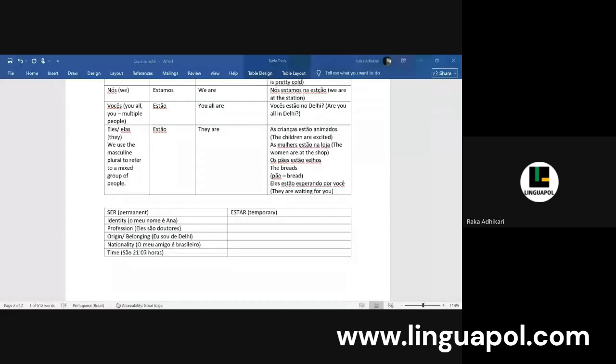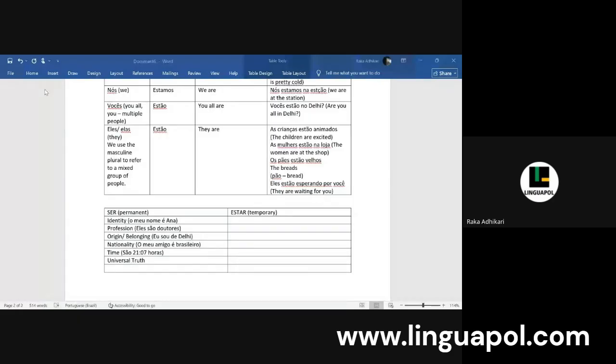Even if you forget the logic of it, if you forget the reason behind it, always remember that we will always use the ser verb with time. Whenever we need to denote the time, always use the ser verb. Apart from this, we use the ser verb to denote some kind of universal truth. Okay. Things that we all agree upon, universal truth.